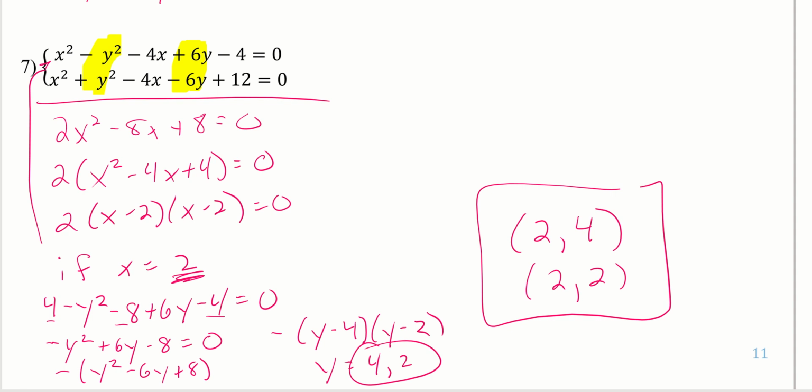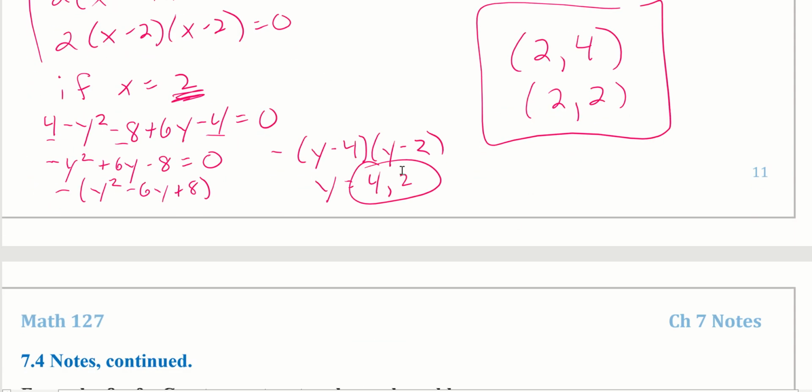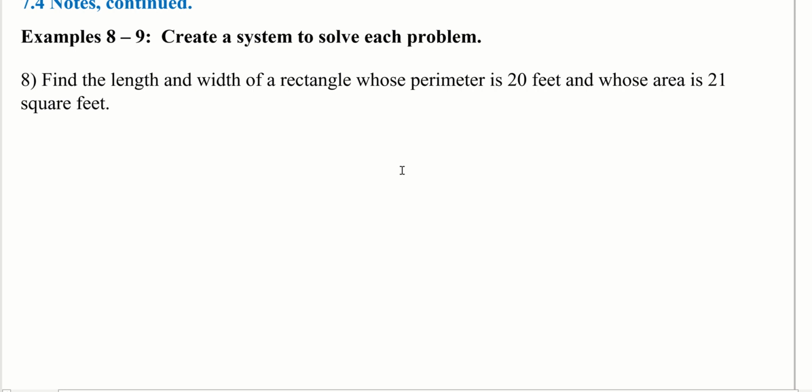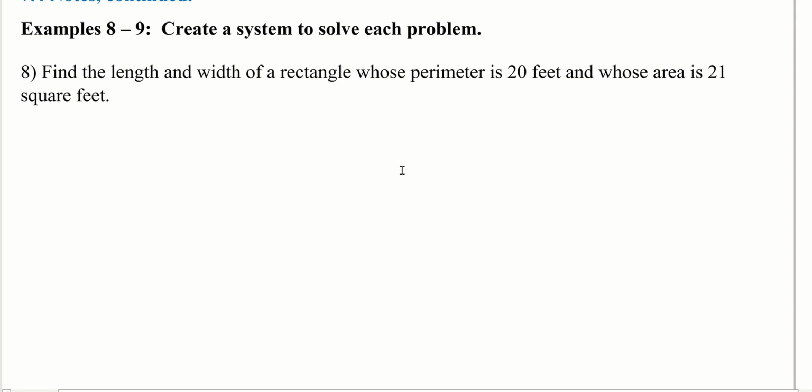Awesome. Okay, we're cruising along. Just a couple more problems, and then we're done. Now you've already kind of seen this problem. Okay, so you've already seen this problem, but now there's just words to it. So it says here, find the length and width of a rectangle whose perimeter is that and whose area is 21 square feet. Okay? So now we just need to put this into a system, right?